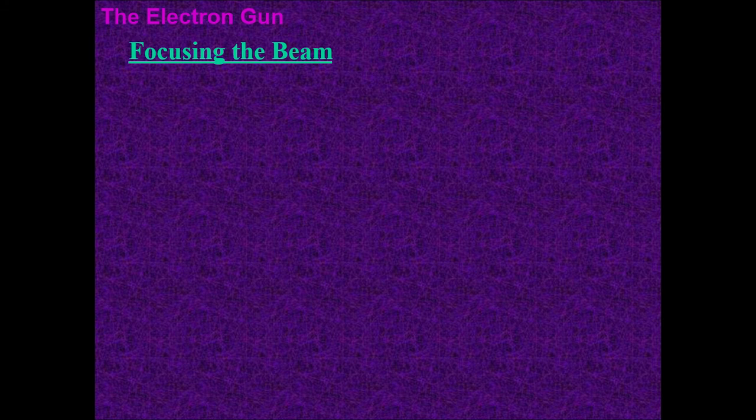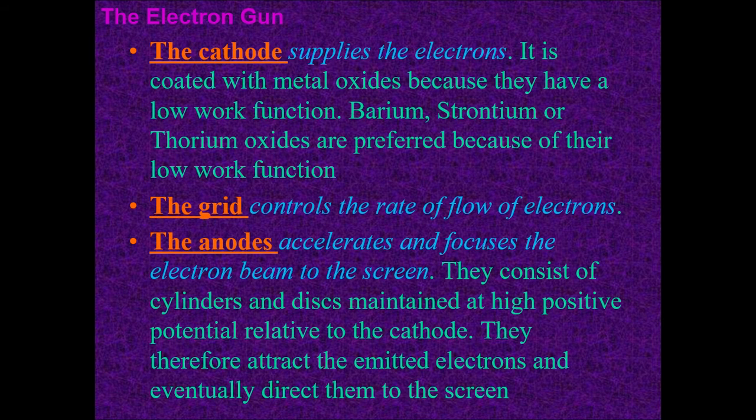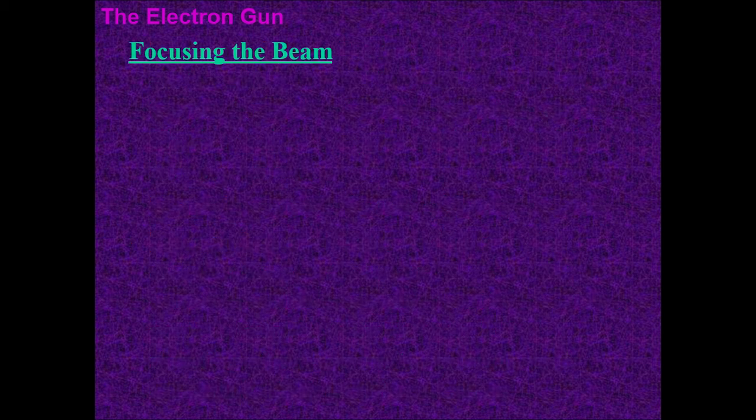But maybe I can just add something. You find that the anodes consist of cylinders and disks maintained at high positive potential relative to the cathode. They therefore attract emitted electrons and eventually direct them to the screen. That's what we have now.